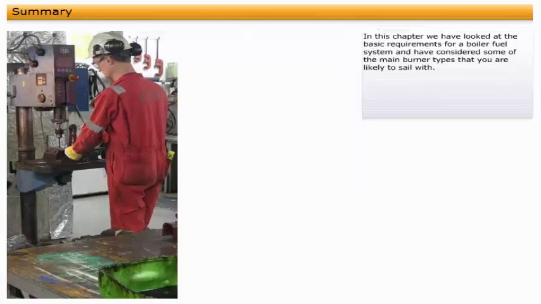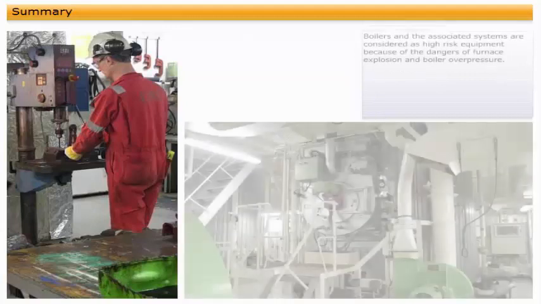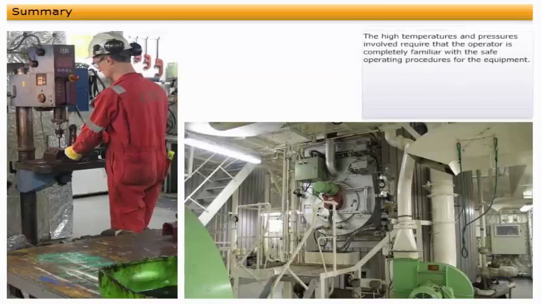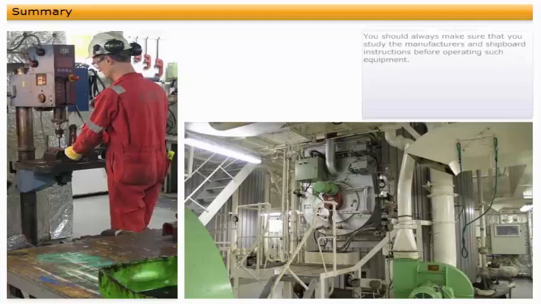In this chapter, we have looked at the basic requirements for a boiler fuel system and have considered some of the main burner types that you are likely to sail with. Boilers and the associated systems are considered as high-risk equipment because of the dangers of furnace explosion and boiler overpressure. The high temperatures and pressures involved require that the operator is completely familiar with the safe operating procedures for the equipment. You should always make sure that you study the manufacturer's and shipboard instructions before operating such equipment. Before moving on to the assessment chapter, try the questions in the following pages to check your understanding so far.